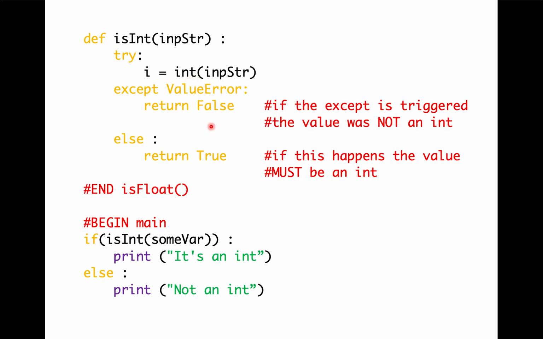So down in main, we have a variable called sumVar. You or I don't know what's in it at the moment. Okay, your code doesn't know what's in it. And we are passing it to the isInt function. If whatever's in sumVar is capable of being converted to an integer, then the function will return true, and this part of the if statement will be executed. On the other hand, if what's in sumVar can't be converted to an integer, then it will return false, and we will execute this part of the code.